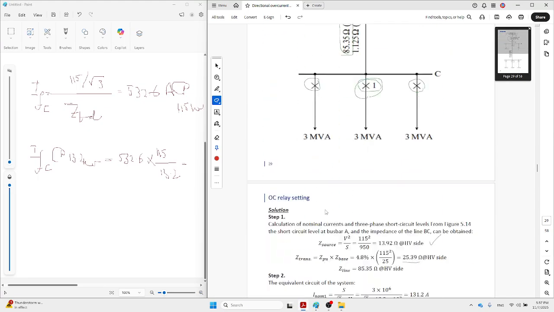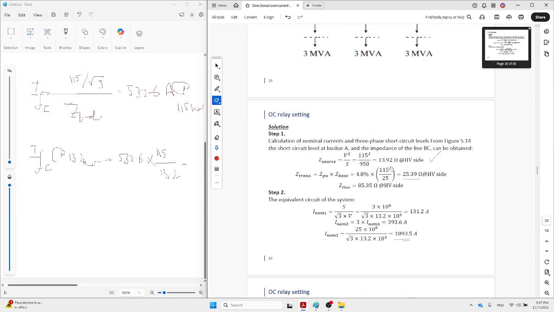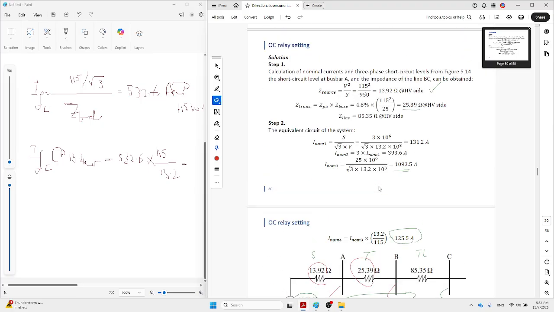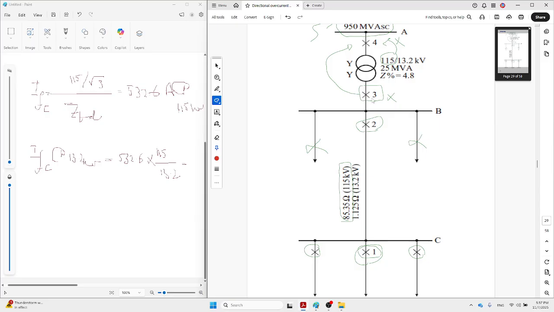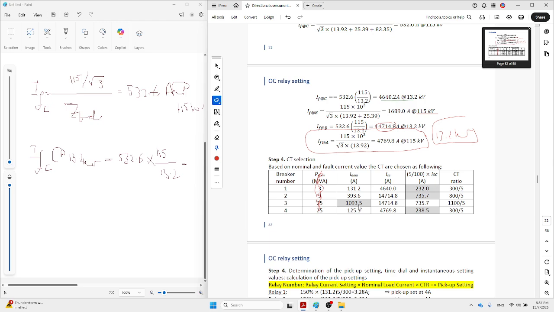So let's list down and jot down everything in the table. I nominal for circuit breaker number 1, as you can remember, is 131.2. This is bus number 1, this is bus number 2, 3, and 4. For bus number 2 it is 3 times bus number 1, so 393.6. For breaker number 3 it is 1093.5. And finally, for the last circuit breaker it is 125.5.